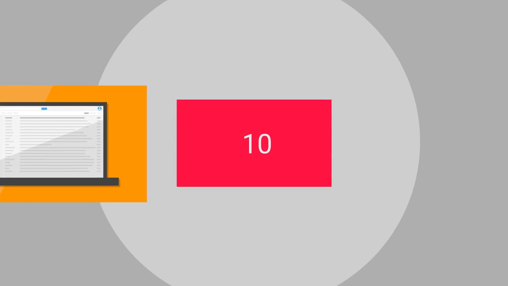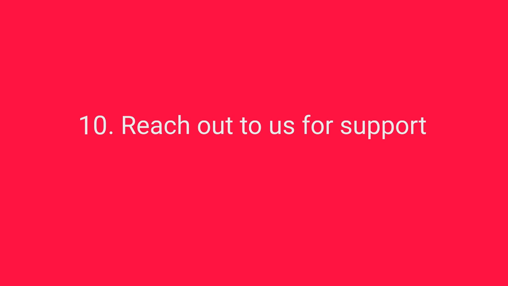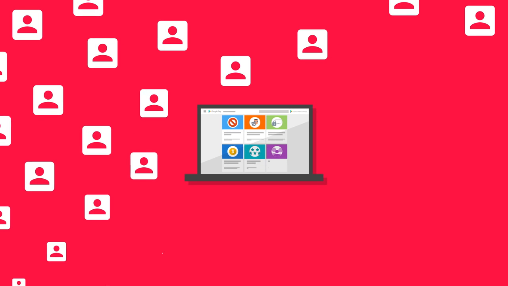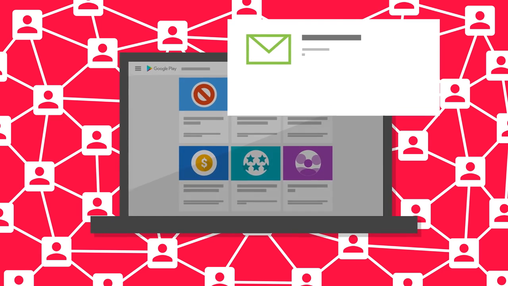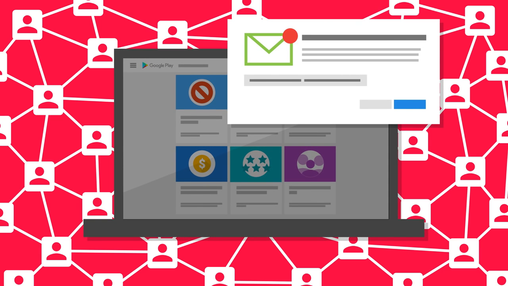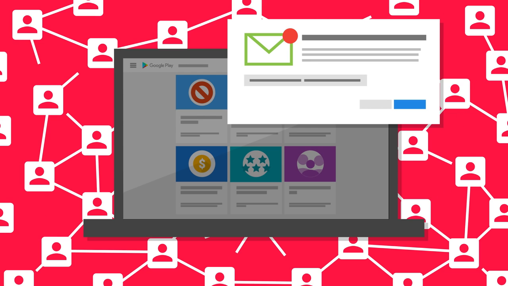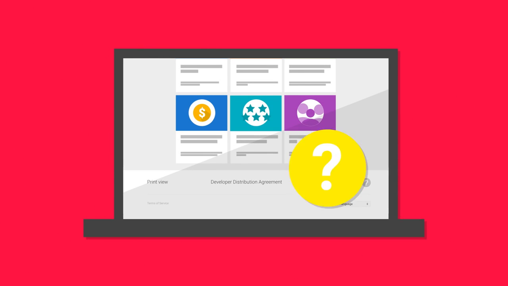Reach out to us for support. If you disagree with a policy violation, or if you'd like help resolving your policy issue, you can contact our policy support team. Simply use the contact details in the notification email or click on the question mark at the bottom of each page in the Policy Center. For the quickest response, make sure to include your package name.